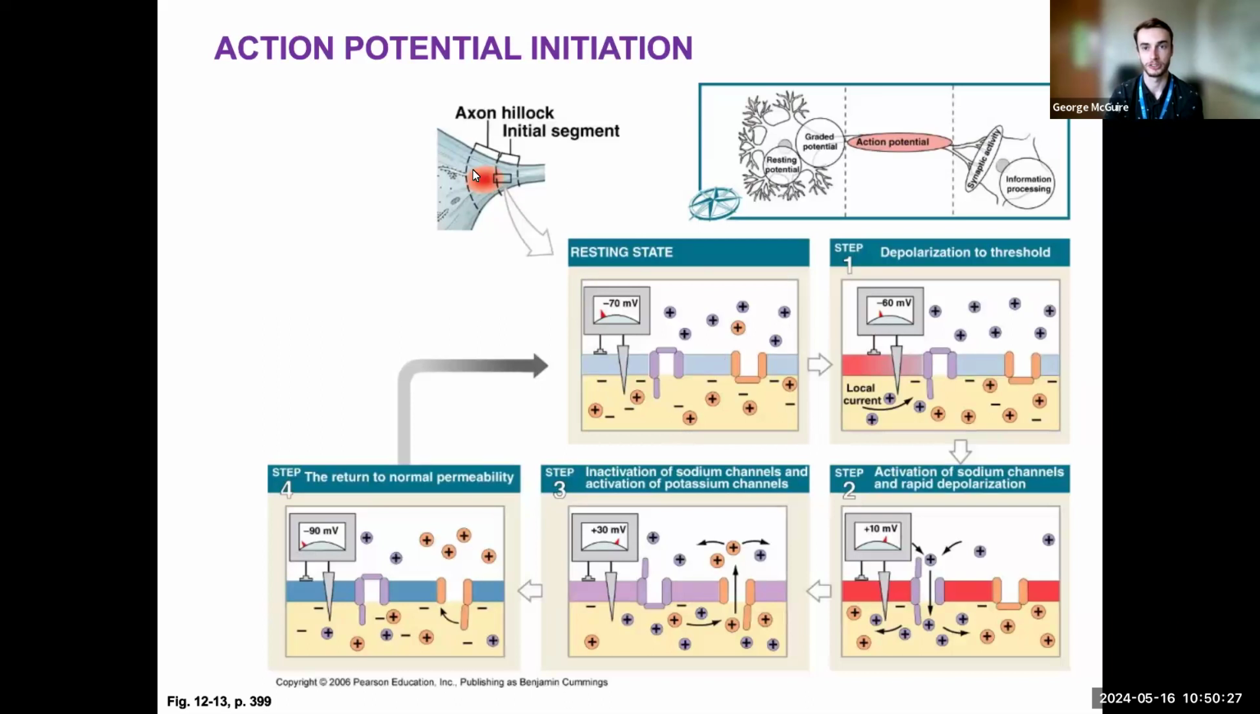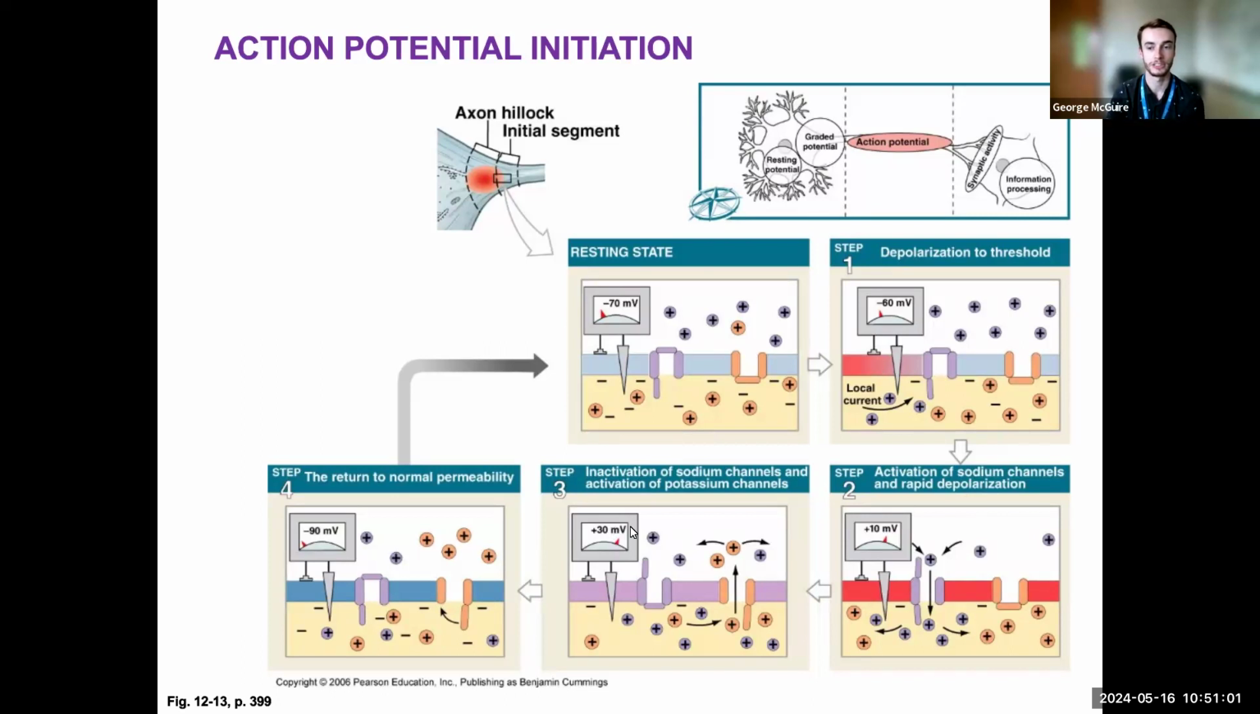If the graded potential from the axon hillock allows for enough sodium to flood in to bring that negative 60 millivolt charge, or change the membrane of the axon to negative 60 millivolts, that is going to open our sodium channels, our voltage-gated sodium channels. And so now a whole bunch of sodium can flood into the axon, which is going to cause rapid depolarization. So we're going to quickly jump from negative 60 all the way up to plus 30 millivolts. So that is depolarization during action potential.